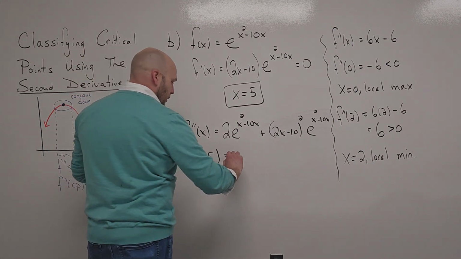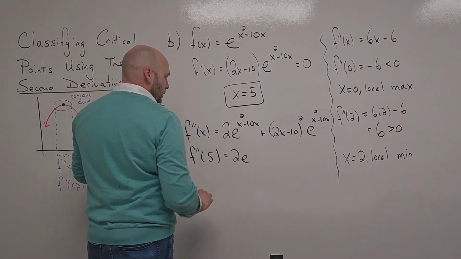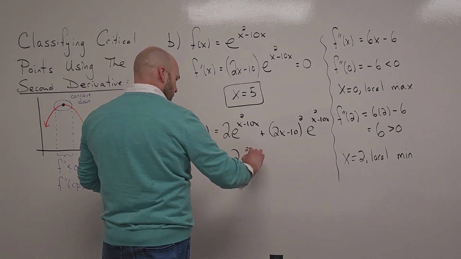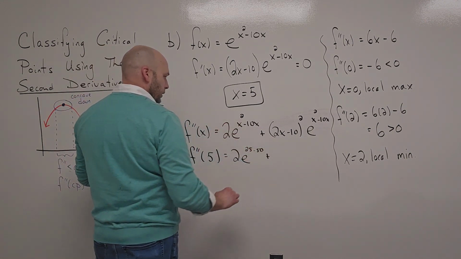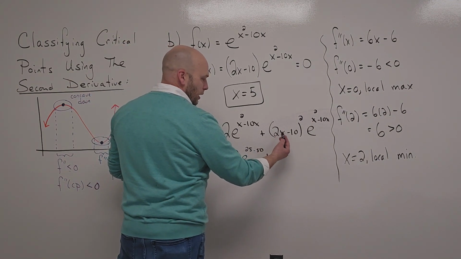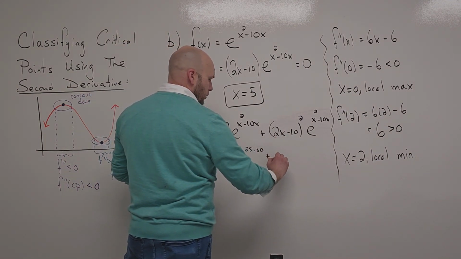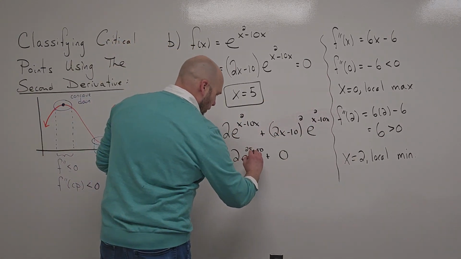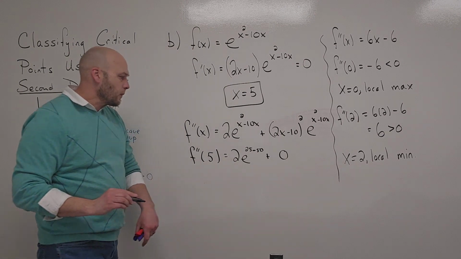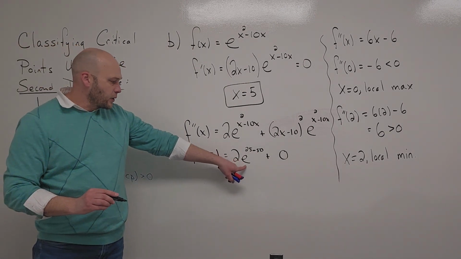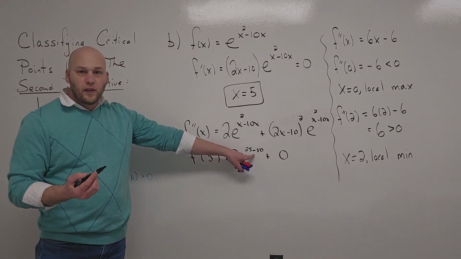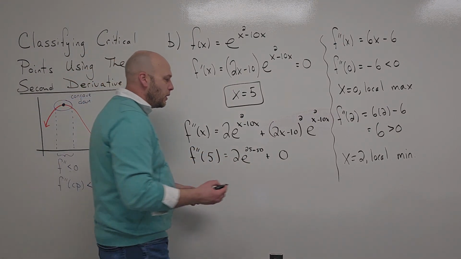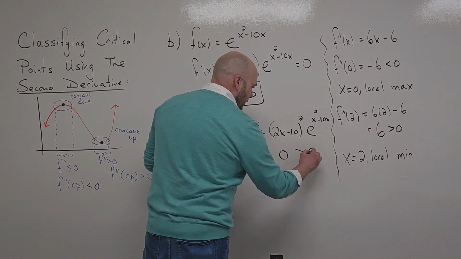So that would give me 2e to the, let's see, that would be 25 minus 50 plus, I plug 5 in over here, I get 2 times 5, which is 10, 10 minus 10, which is 0, so that whole term is 0. And this is 25 minus 50. So this exponential, even if that's a negative exponent, this value is positive. So I've got 2 times a positive value, which is a positive value.